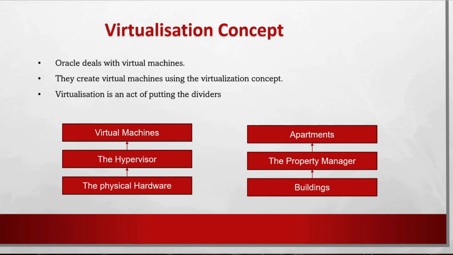Similarly, in a computer, this hypervisor decides how much CPU, memory and storage each virtual machine should get. Finally comes the virtual machine, that is the apartments. As the name suggests, virtual means it is not physical. These are like fake or virtual computers created by what?